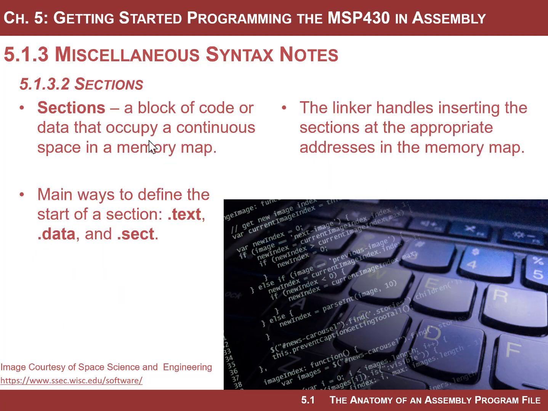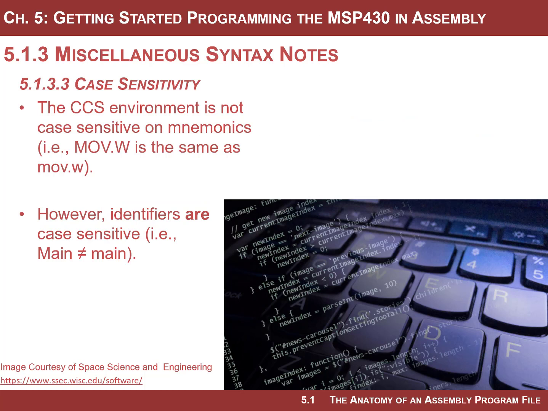So let's take a look at this. Sections. All a section is a block of code that can be occupied by a continuous space in the memory map. An obvious section is something like a data memory. That's a section. Program memory is a section. And again, there's directives that help allocate our code into these sections, but it's good to know the term section because when you go look at some of the documentation you'll be like, what is this section thing?